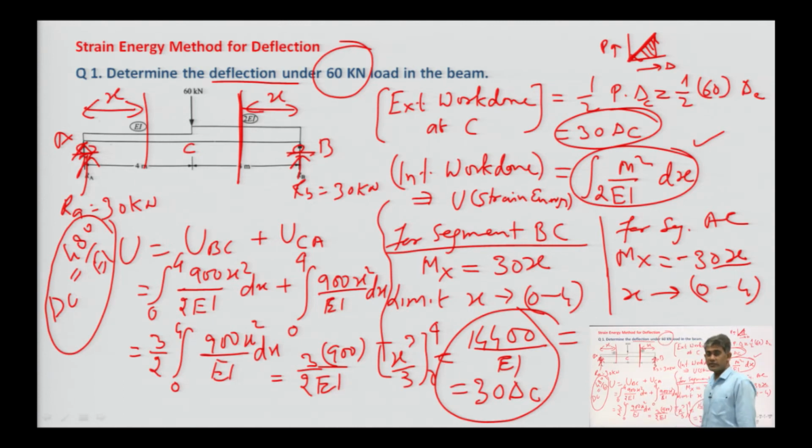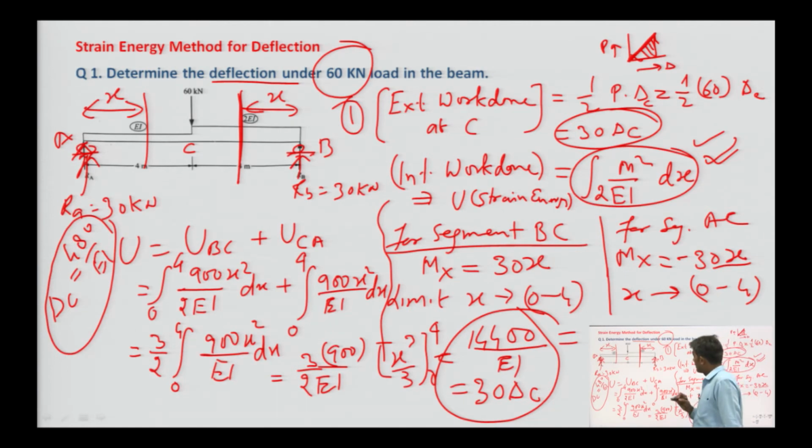So, this is the strain energy method. What are the steps? Step number 1: calculate the external work done. External work done is half into load multiplied by deformation. In case of axial loading, it is P and the deformation is delta C. In case of flexure, bending, it is M and the deformation is slope.